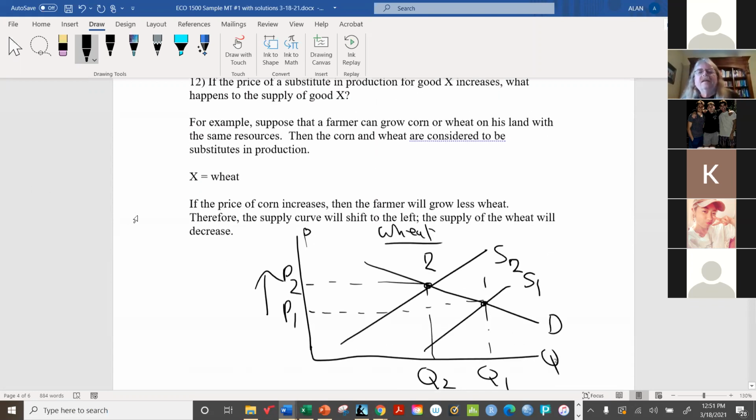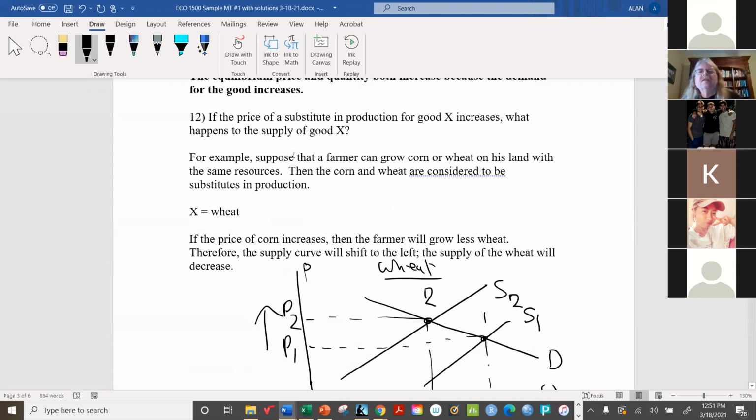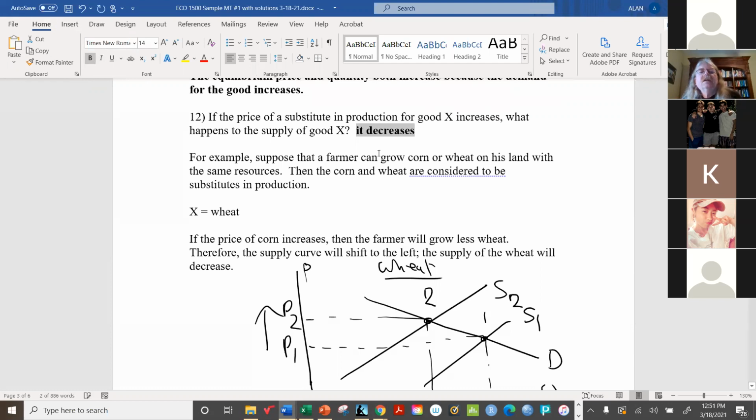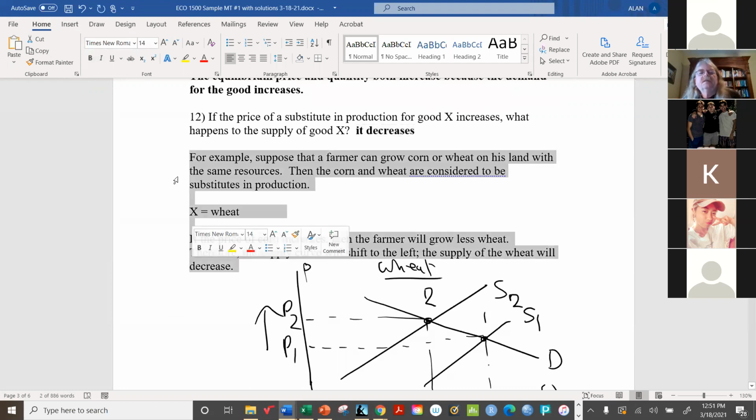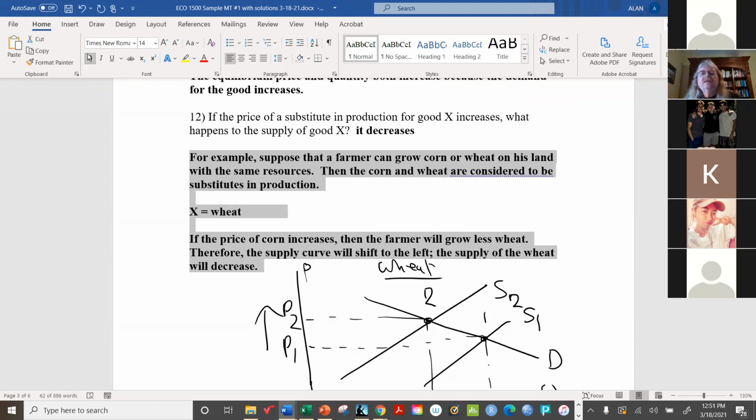So the bottom line, the question itself just said, what happens to the supply of good X? So the answer is it decreases. That's really all you need to know. But we want to understand it. We want to really understand why this is happening. So again, this is our example. Corn and wheat are clearly substitutes in production. So for good X, which is the wheat, a change in the price of corn will affect the supply. In this case, the corn became more expensive. It becomes more profitable to grow the corn, and therefore we switch our supply from wheat to corn.